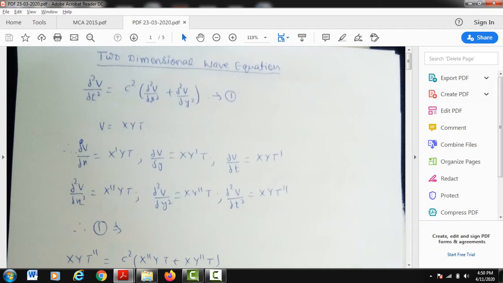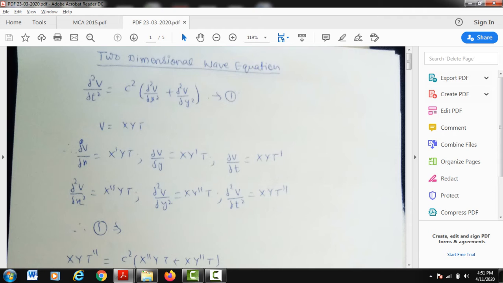Since we know that the general two-dimensional wave equation is given by ∂²v/∂t² = c²(∂²v/∂x² + ∂²v/∂y²), where c is the constant. Now I will solve this first equation, which I have denoted the general wave equation by number 1 equation, by the method of separation of variables. I will put v = X Y T, where capital X is a function of small x only, capital Y is a function of small y only, and capital T is a function of small t only.